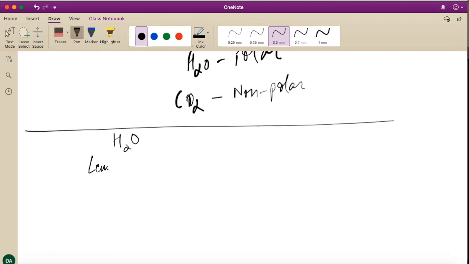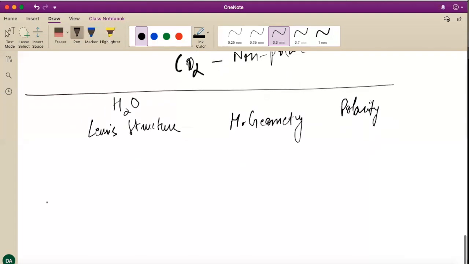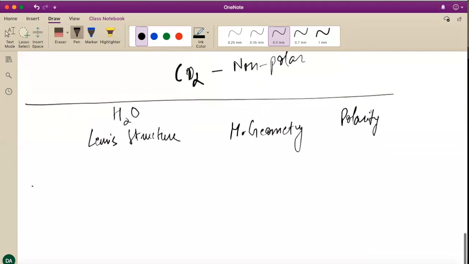The first thing is Lewis structure. Then next is molecular geometry. And then the last is the polarity. So guys, do the steps for drawing the Lewis structure for H2O.